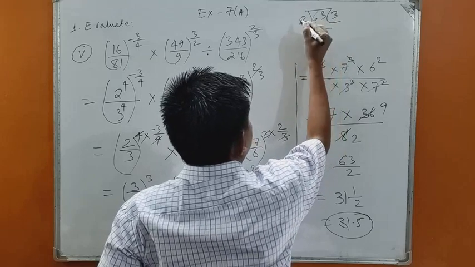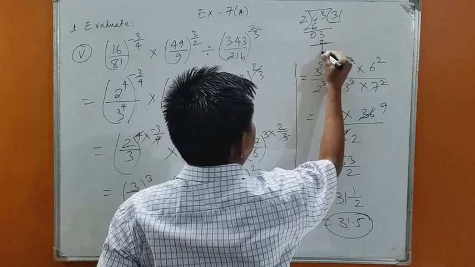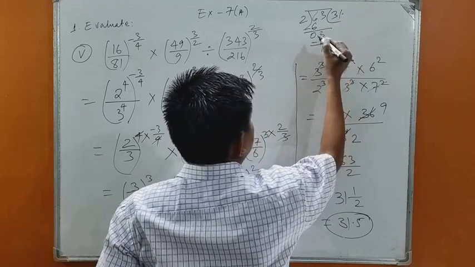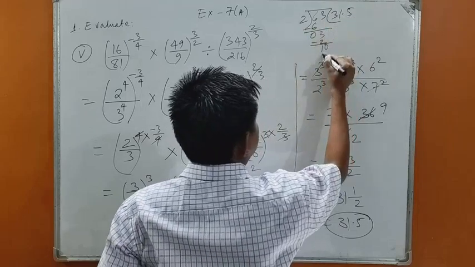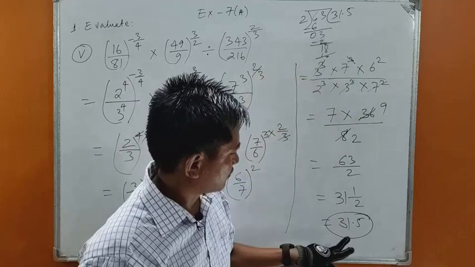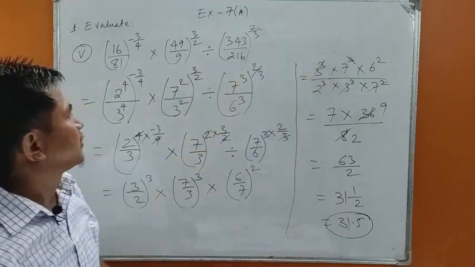Now again, let us divide. 2 1s are 2. 3 minus 2 is 1, isn't it? So you can put the decimal here and put 0 here. 2 5s are 10. 10 minus 10 is 0. So 31.5. This is 31.5. Okay? I hope you got this.